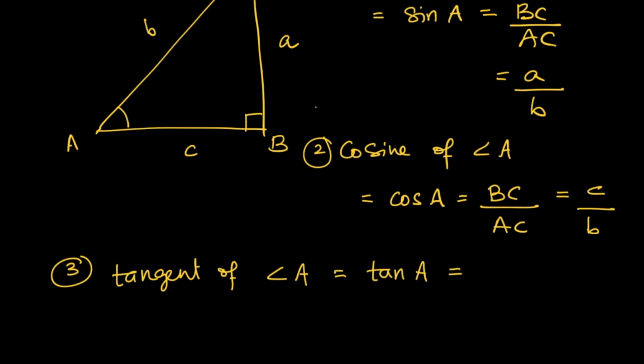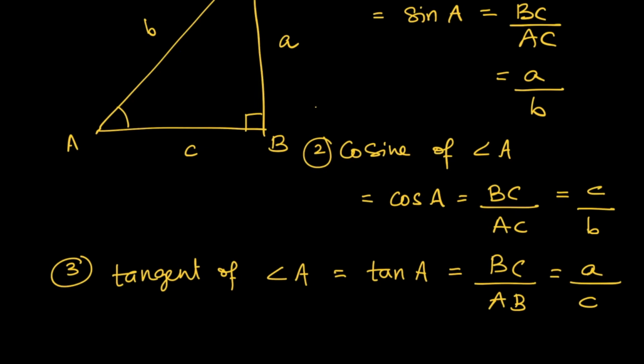The definition of tangent of A is the side opposite to angle A divided by the side adjacent to angle A. So this is nothing but BC divided by AB. Your BC length is a, divided by small c.